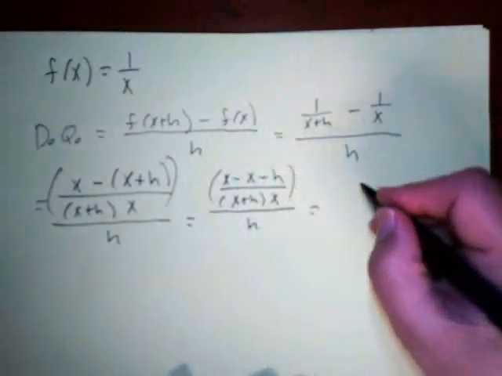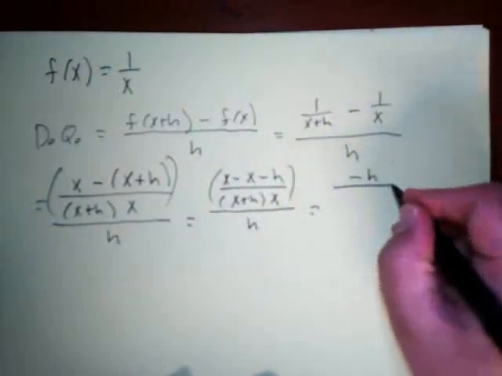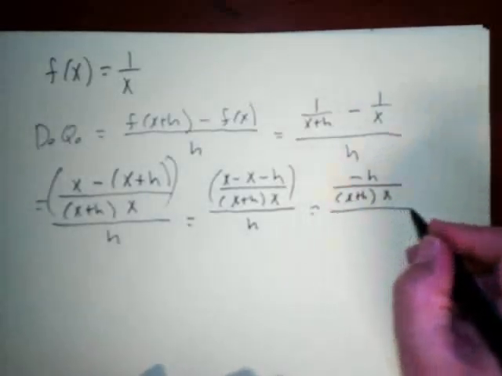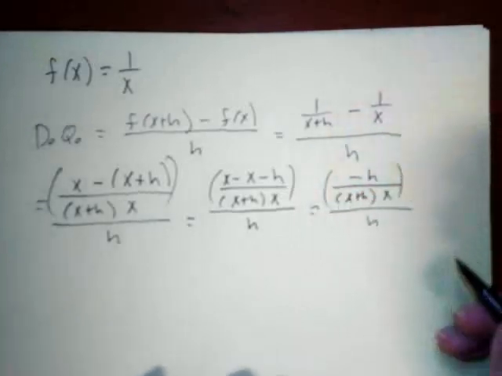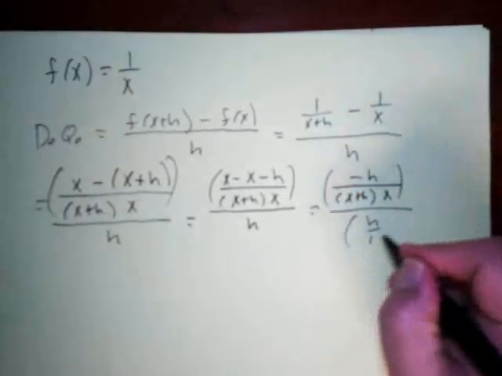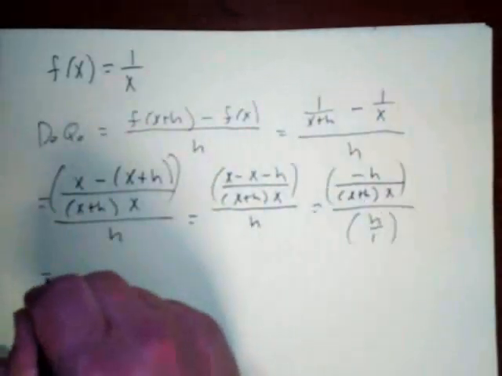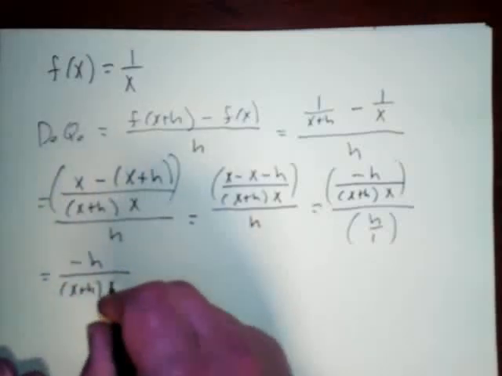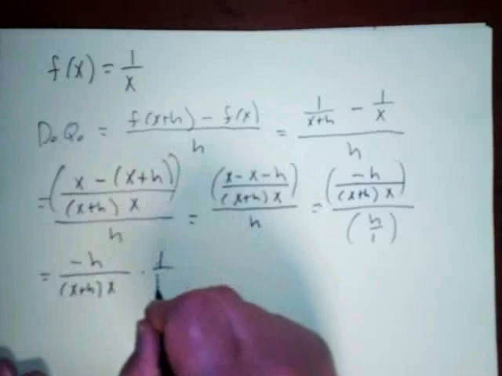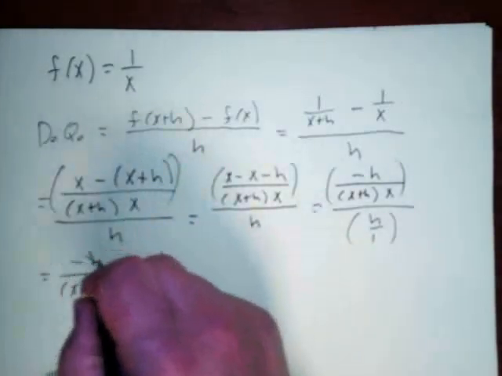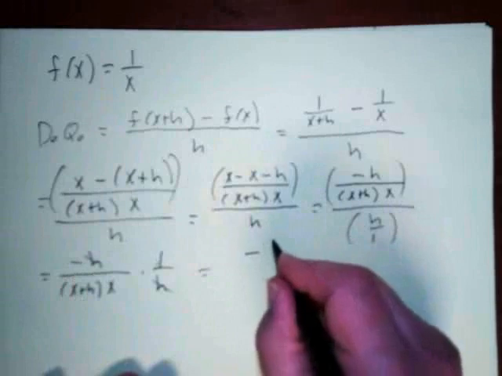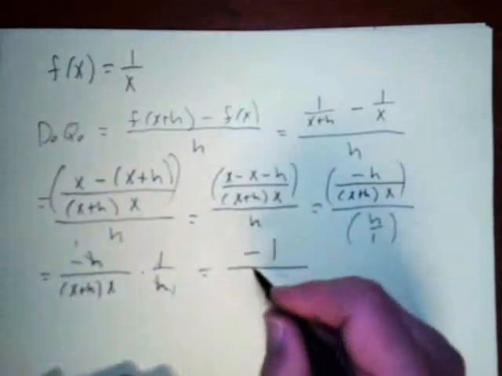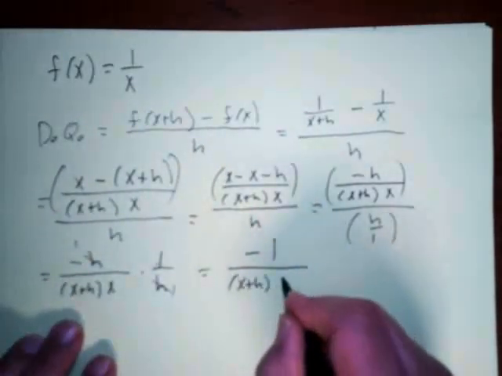And now the two x's cancel out, and I have negative h over x plus h times x, and all of this is over h. Okay, and so now I can think of this as being h over 1. I can invert and multiply, times 1 over h. And then these cancel out, and you're left with negative 1 over this. This will just be a 1, and that's a 1. So this is just x plus h times x.